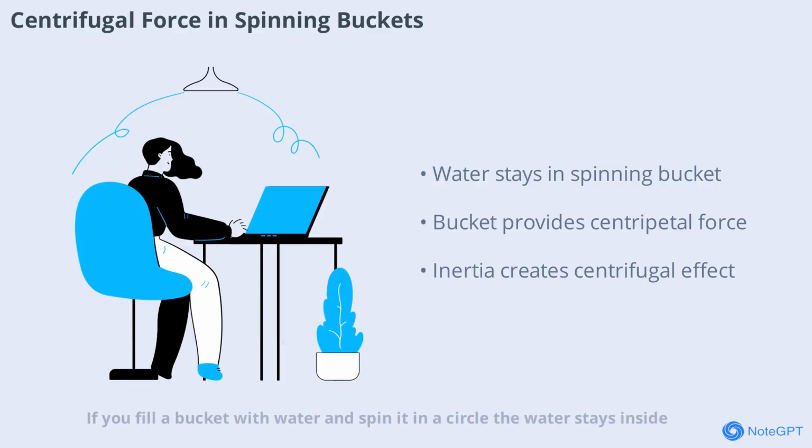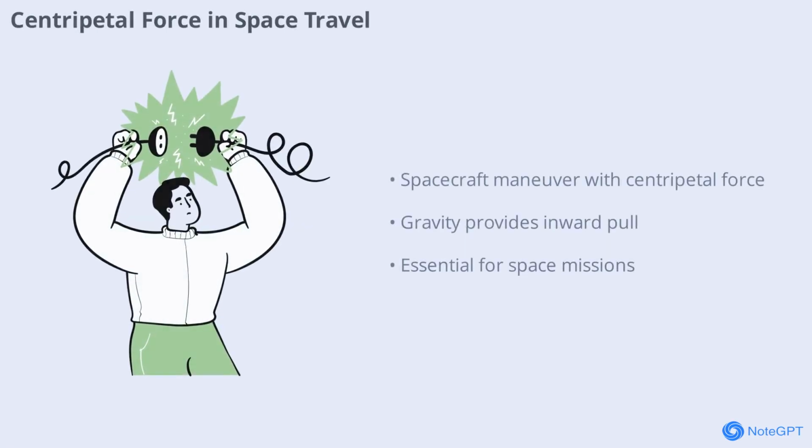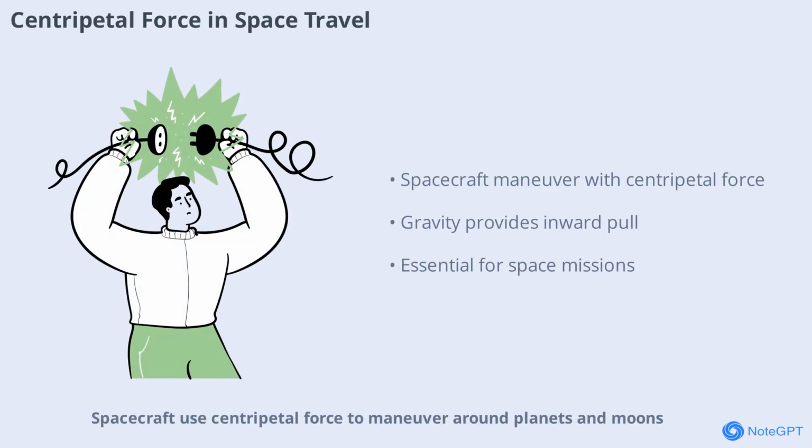If you fill a bucket with water and spin it in a circle, the water stays inside even when upside down. The bucket provides the centripetal force while the water's inertia creates the sensation of centrifugal force, keeping it pressed against the bottom. Spacecraft use centripetal force to maneuver around planets and moons.